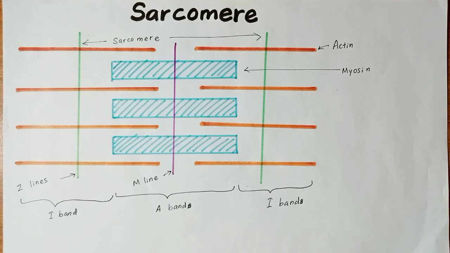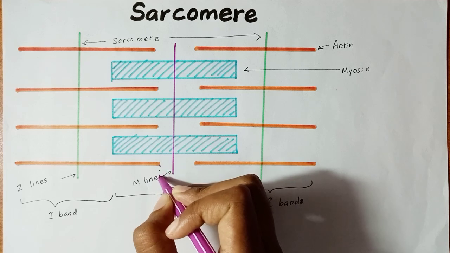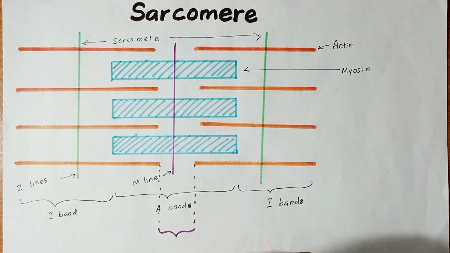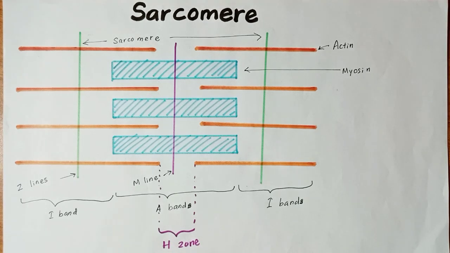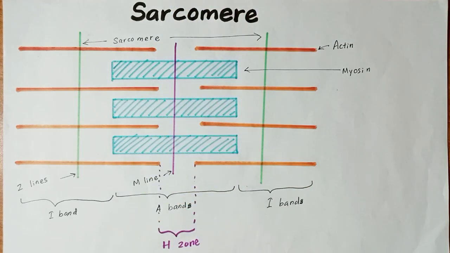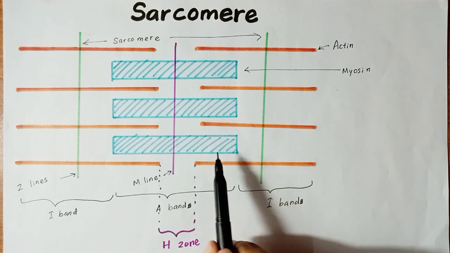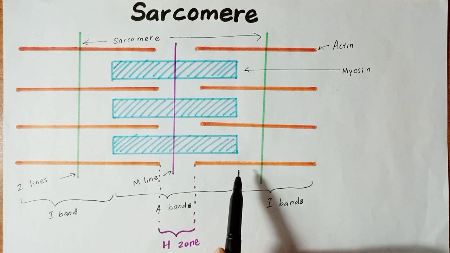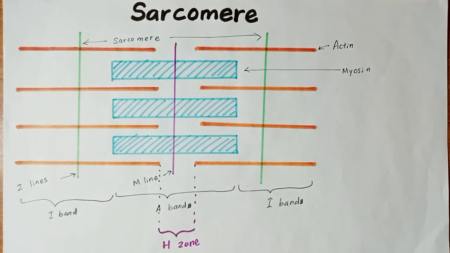And there's a zone called the H zone. This is the H zone. The H zone is on either side of this M line and it contains only thick filaments. You can see here it contains only thick filaments. And you can see here these thick filaments and thin filaments overlap. So this zone is known as the zone of overlap.